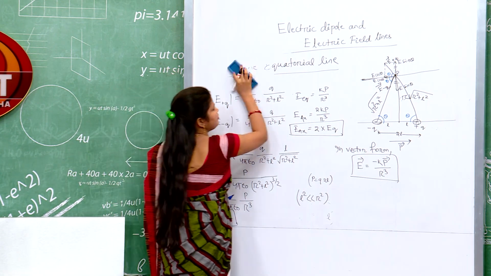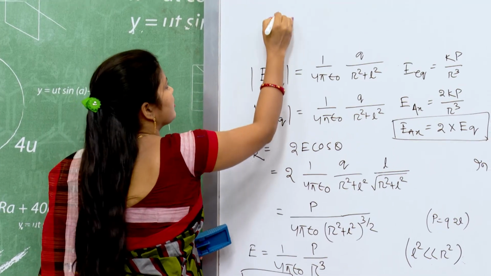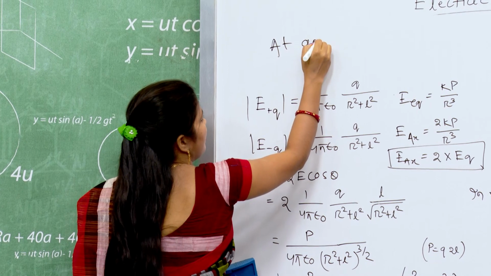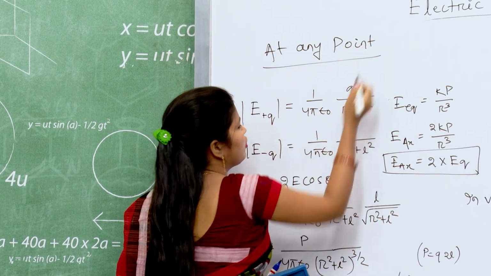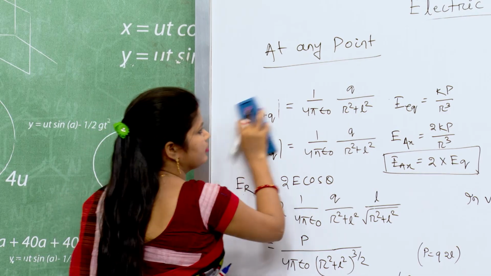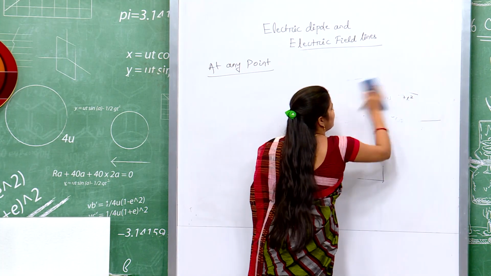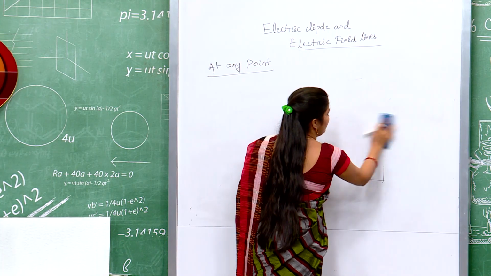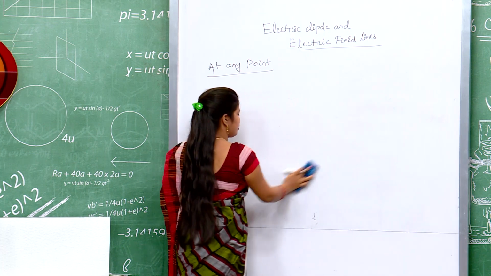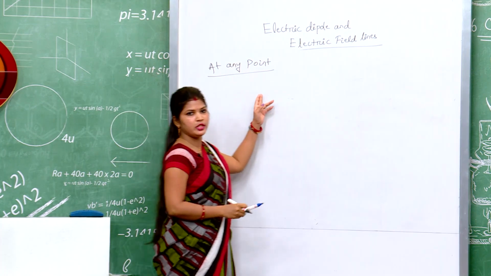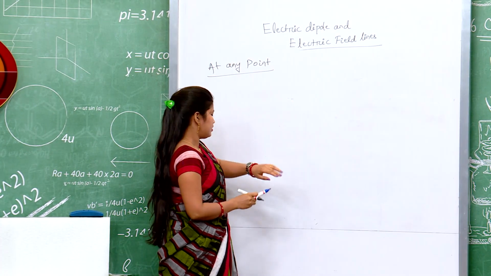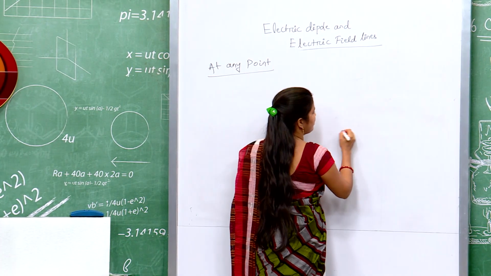Next, we will see what is the electric field intensity due to an electric dipole at any point. Okay. At any point of the dipole. Here you can see this is the general formula, that at any point is the general formula, and from that formula we can calculate the electric field at both the axial line and the equatorial line.